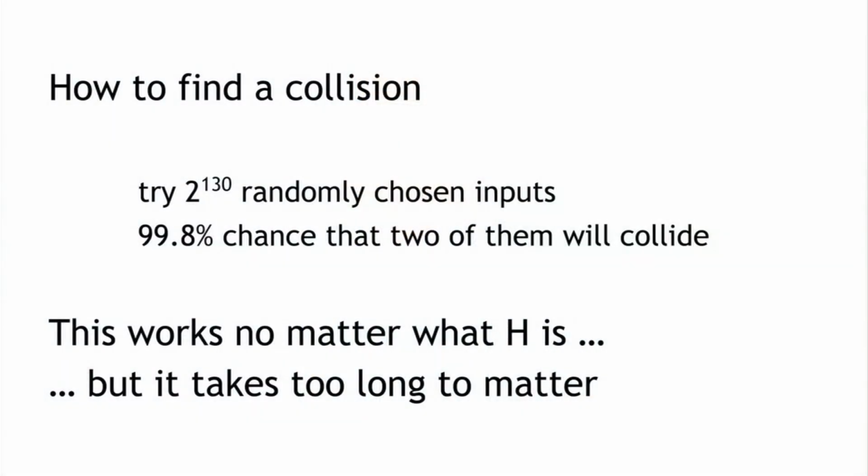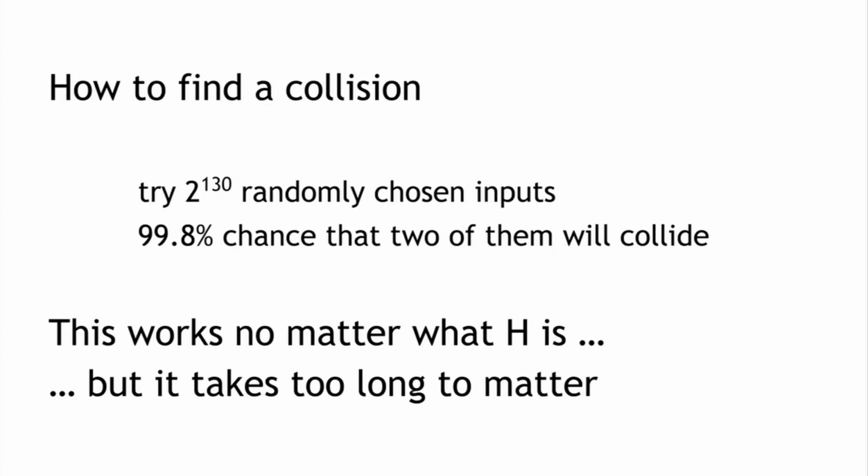And the method works like this: we're going to pick 2 to the 130 randomly chosen inputs over on the left cloud of that previous diagram. And if we pick those 2 to the 130 randomly chosen inputs, it turns out there's a 99.8% chance that at least 2 of them are going to collide. And so this is a very simple method for finding a collision. It works no matter what the hash function is, but of course the problem is that this takes a very, very long time to do. You have to compute the hash function 2 to the 130 times, and that's of course an astronomical number.